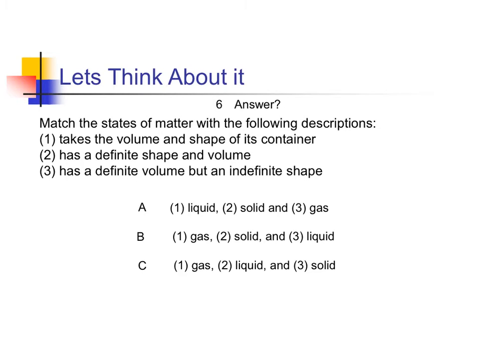Match the states of matter with the following descriptions. 1. Takes on the volume and shape of its container. 2. Has a definite shape and volume. 3. Has a definite volume, but an indefinite shape, meaning no definite shape. Please answer.